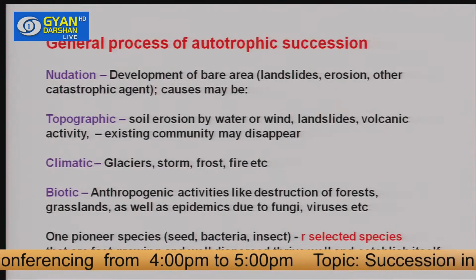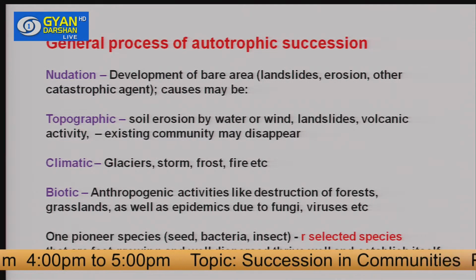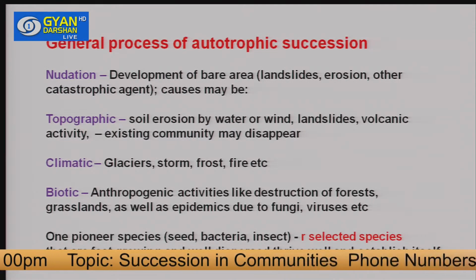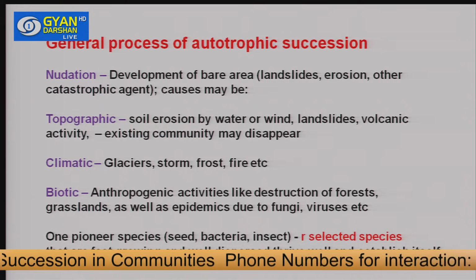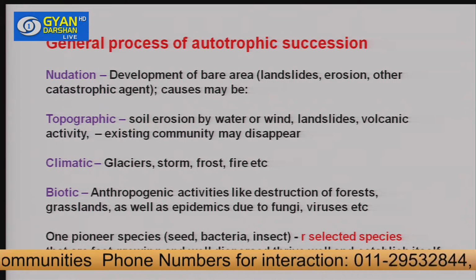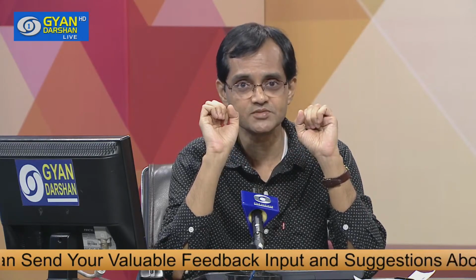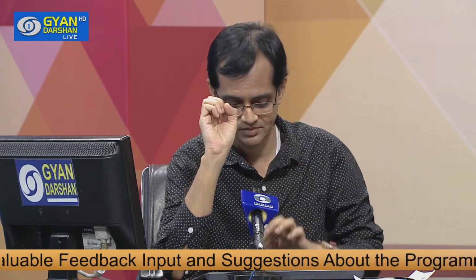So these species are called R-selected species. These R-selected species are very fast growing and well dispersed, they thrive well, and they finally settle in this particular region. Somehow they succeed in getting themselves established in this kind of hostile situation. So these are R-selected species, and this marks the first step of succession, that is nudation. And we call these R-selected species the pioneer species because they are the pioneer community.